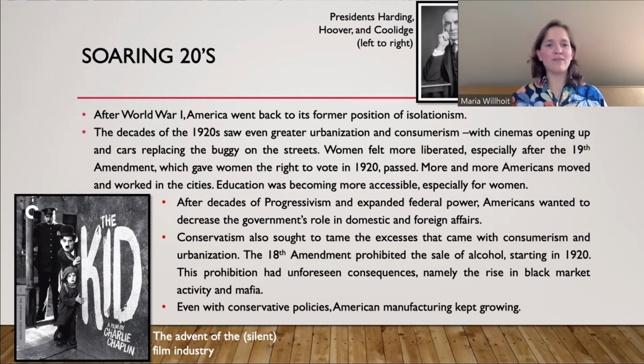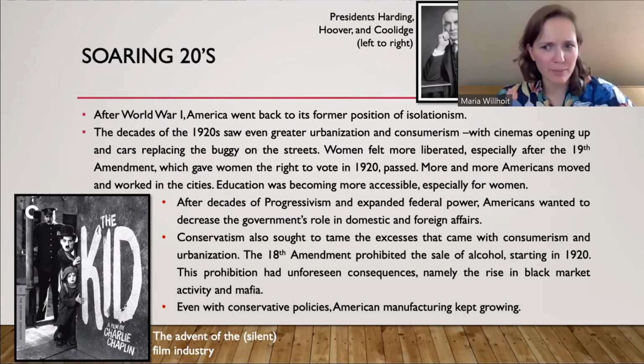So we start to have kind of a decade of conservatism, in the sense that we're starting to decrease our excesses and our big role in government. And it's trying to take control of this era of consumerism and urbanization. And one thing that kind of symbolizes this conservatism is the 18th Amendment, which prohibited the sale of alcohol. It doesn't prohibit the consumption or drinking of alcohol, but the sale. This was passed also actually during the same year as the 19th Amendment.